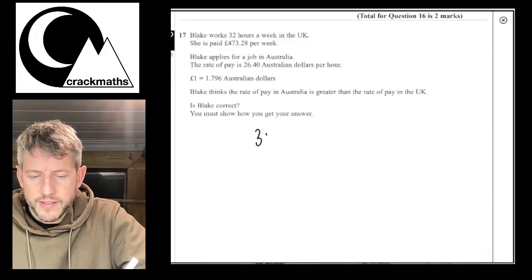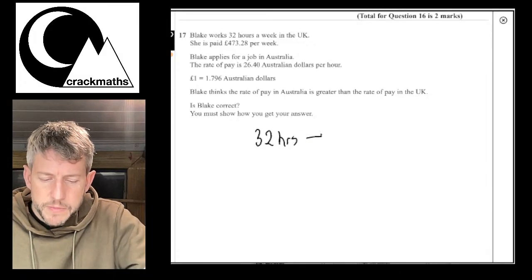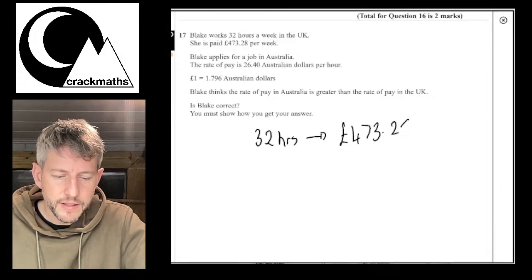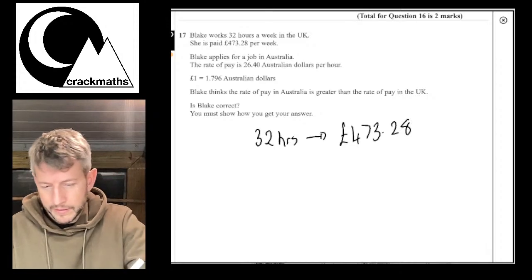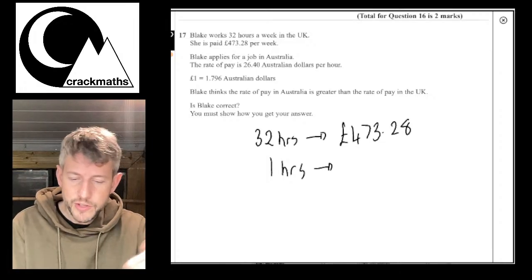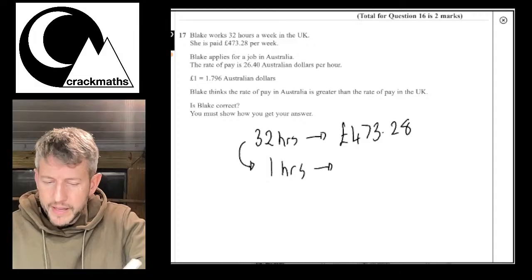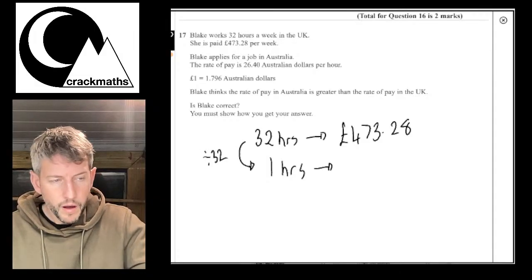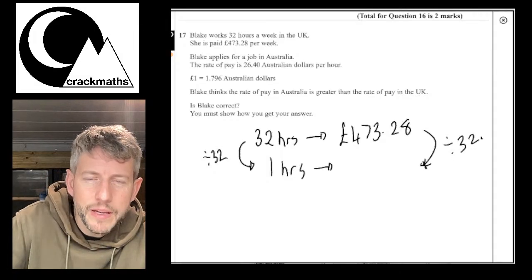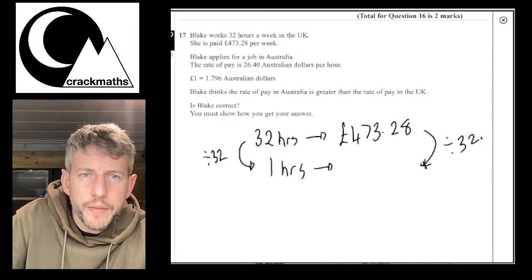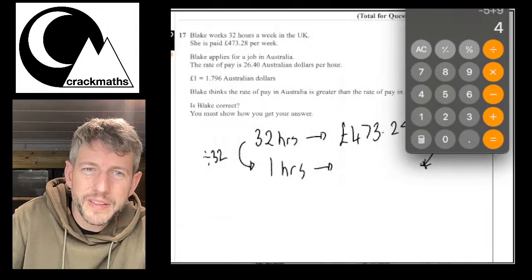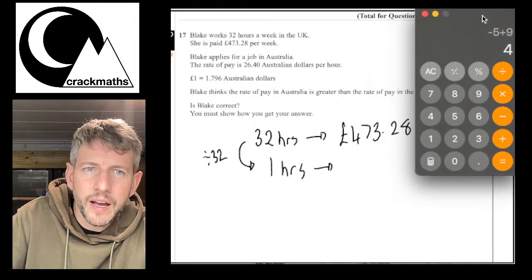So we know that in 32 hours, she is paid £473.28. Okay, so we want to go down to 1 hour. Remember, rates of pay are directly proportional. So anything you do to one side, you can do to the other. So if I'm going to divide this by 32, I also divide this by 32, and then we're going to get the hourly rate. So let me bring out the calculator. It's quite big, I'll put it here for the time being.